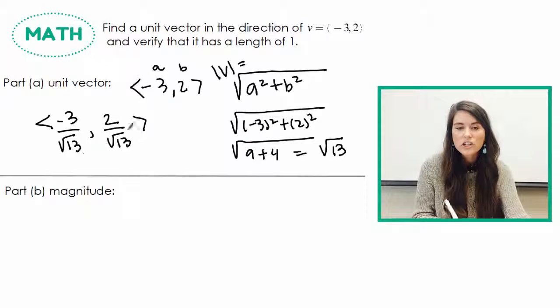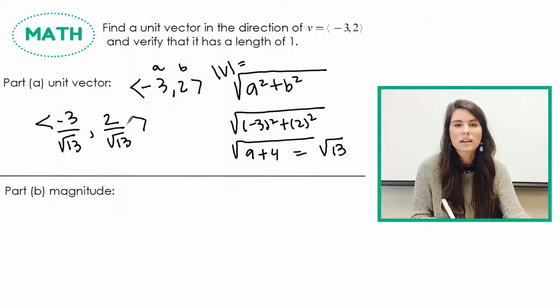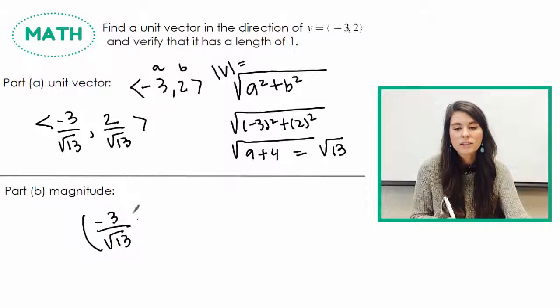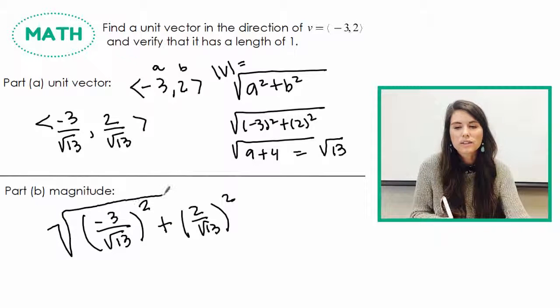I've created my unit vector by taking my original vector and dividing each component, a and b, by its magnitude. Then to prove that the length of this is 1, I find the magnitude of my new unit vector. So I take -3 over rad 13. That's my a value. I'm going to square that and add it to 2 over rad 13 squared, and then I'm going to square root that whole thing. So I'm using this formula right here, and I'm taking the magnitude of my new vector.